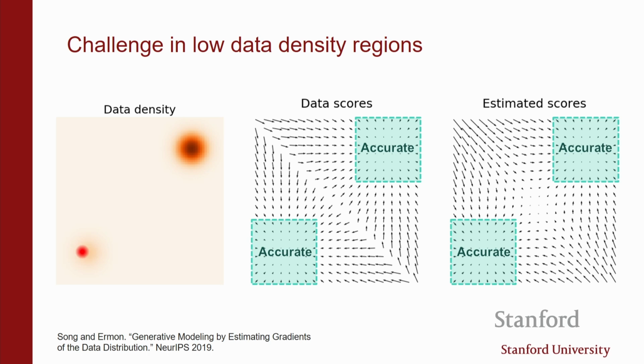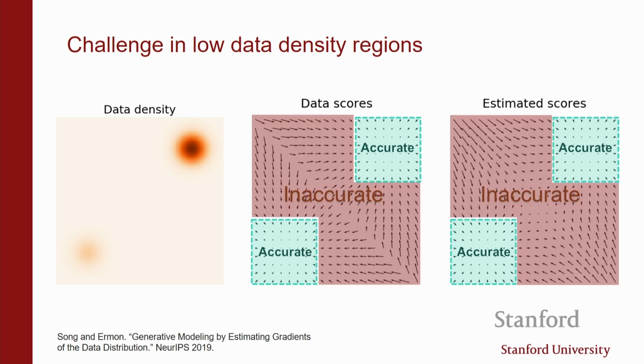And as a result, if you try to fit a score model, there is a true score in the middle, and there is an estimated score on the right. It's going to be accurate around the high data density regions. It's going to be inaccurate the moment you go far away.